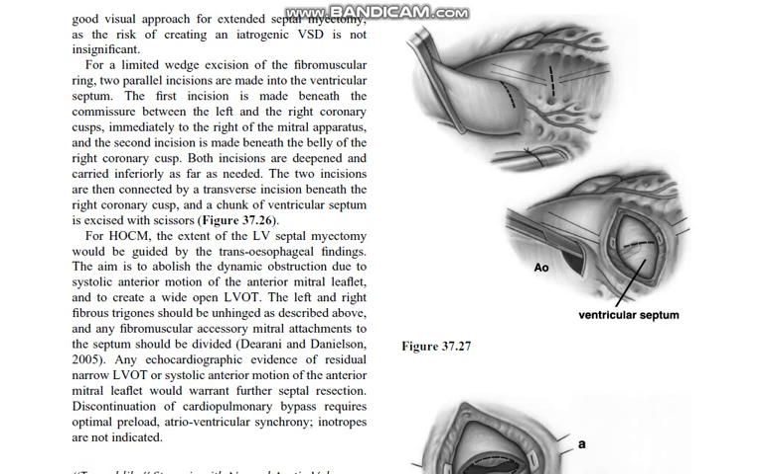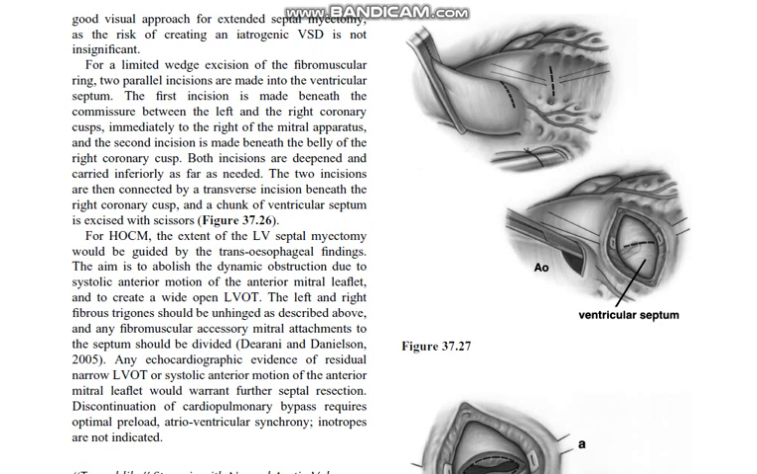For hypertrophic cardiomyopathy, the extent of the left ventricle septal myectomy will be guided by the transesophageal findings. The aim is to abolish the dynamic obstruction due to systolic anterior motion of the anterior mitral leaflet and to create a wide open left ventricular outflow tract.